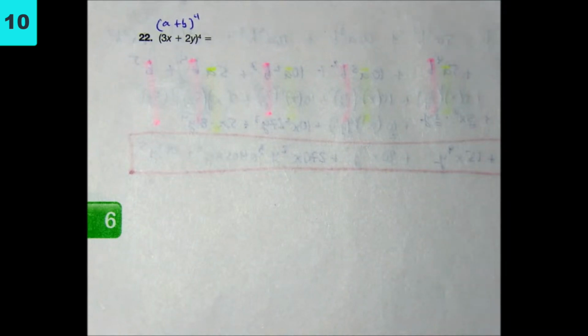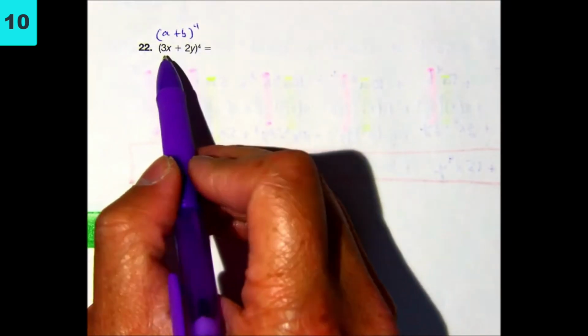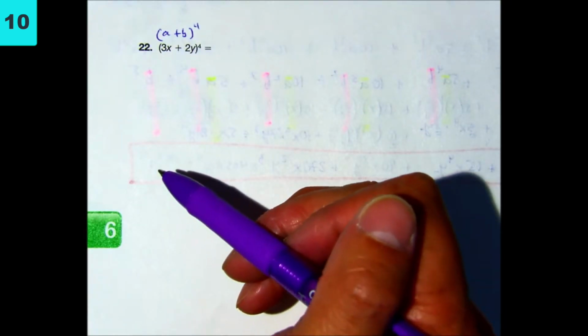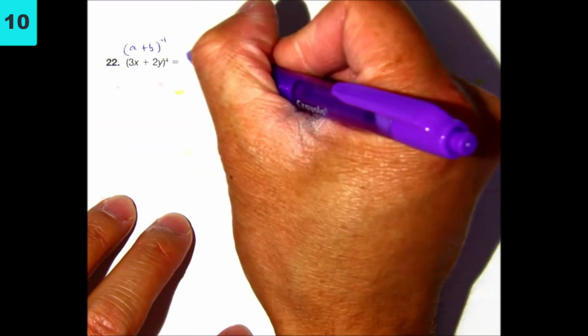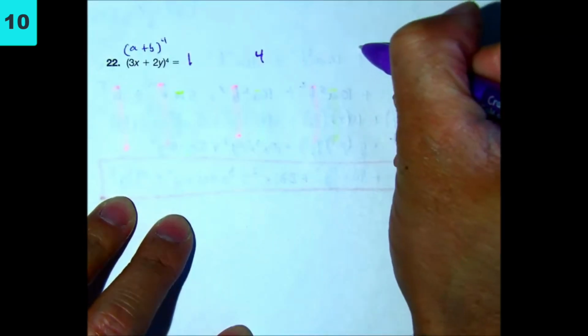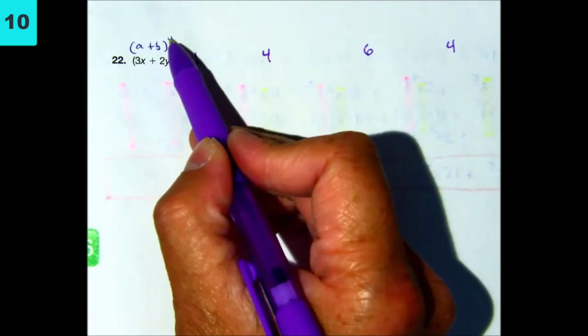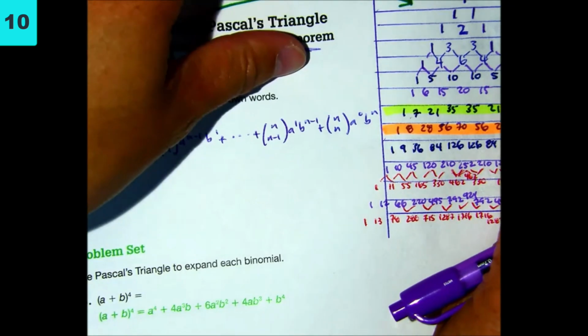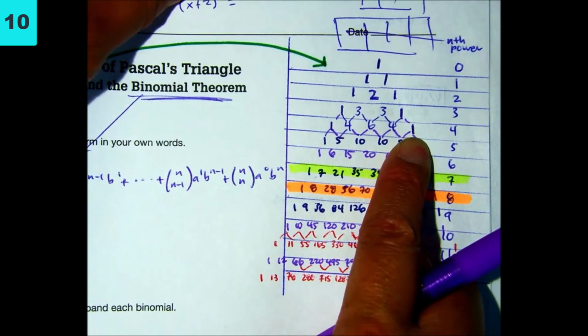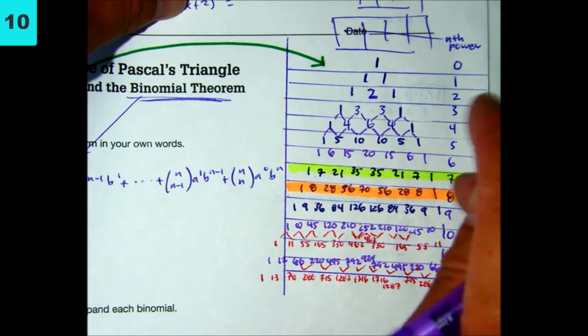So far, I've asked you to do question number 22 and expand this, but remember, you're doing it in the a plus b to the 4th power first. Chris, what should I write first? What are your coefficients? So he's just looking at his Pascal triangle. He has it to the 4th power. If I look to the 4th power here, those are the numbers 1, 4, 6, 4, 1 that he got. Okay? So having this chart, super handy.